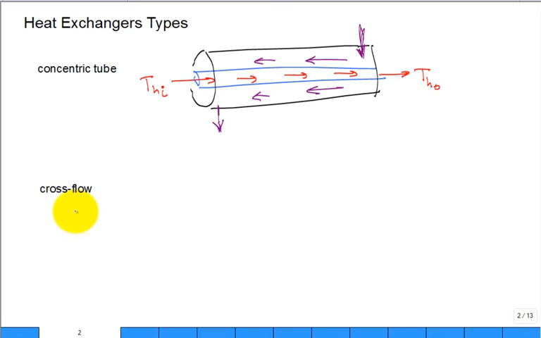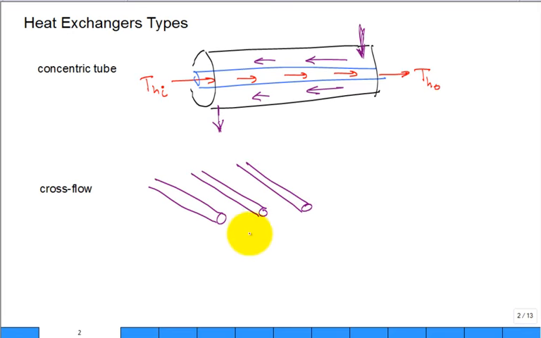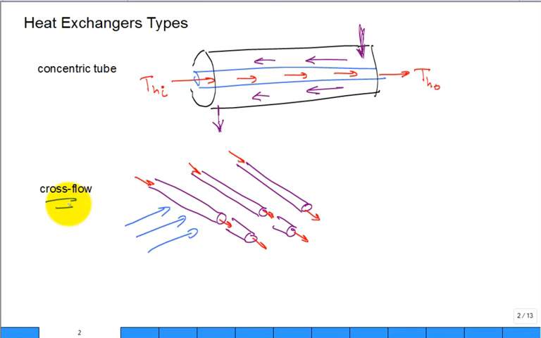Cross flow is a little harder to sketch, but there are a number of illustrations in the textbook. You could have round tubes and have a bundle of them and flow inside each of those tubes. Maybe we show the hot fluid in the tubes coming out, coming out. Hard to show it all, but then we have maybe cooler fluid flowing across the tubes, just like you might think, a cross-flow heat exchanger.